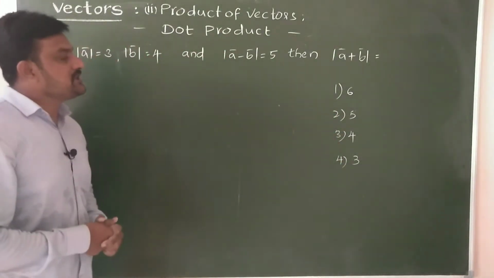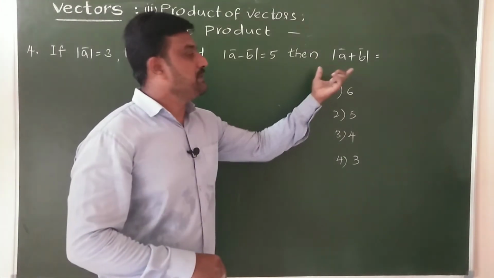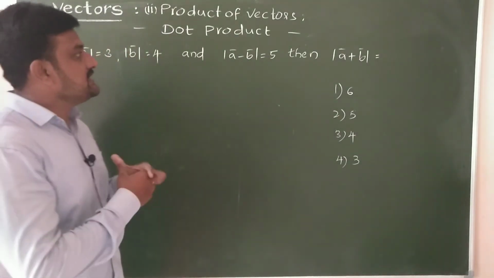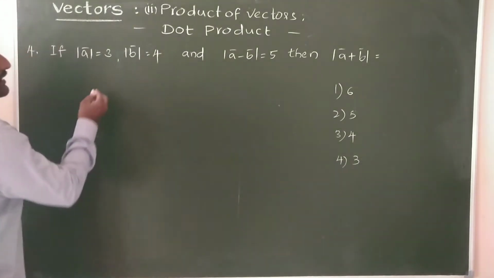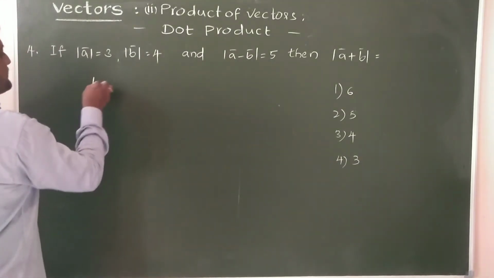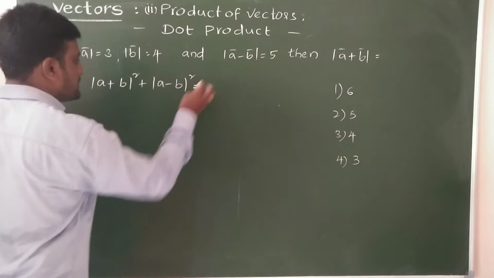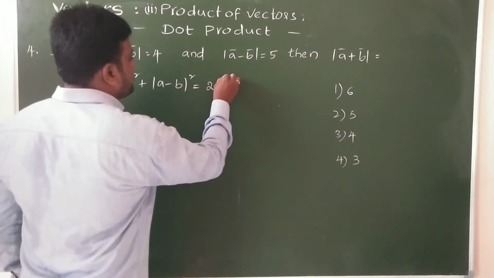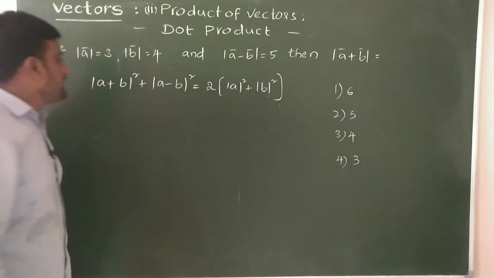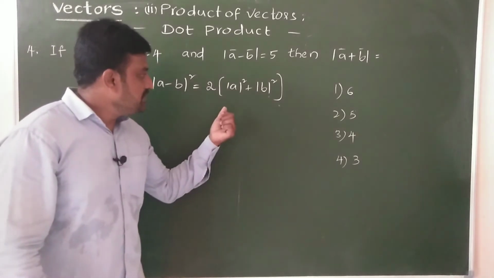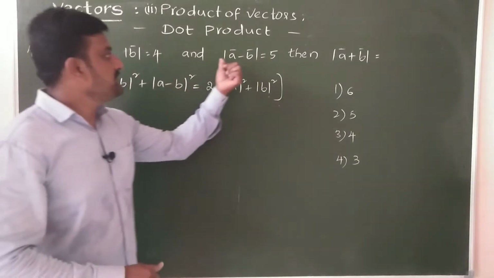Now think, what is the relationship between mod A, mod B, mod A minus B and mod A plus B? Which relation can be taken here? Suppose mod A plus B whole square plus mod A minus B whole square equals 2 of mod A square plus mod B square. It is like A plus B whole square plus A minus B whole square equals 2A square plus 2B square actually. Now you are applying mods because they are given there.